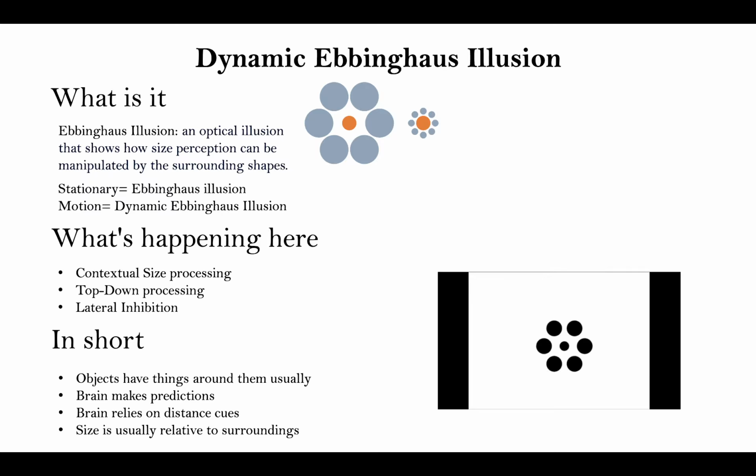This illusion is an optical illusion that shows how size perception can be manipulated by the surrounding objects. Here's the stationary version, where two centers are by each other, and then they're surrounded by circles. One of them has large circles, the other one has smaller circles.